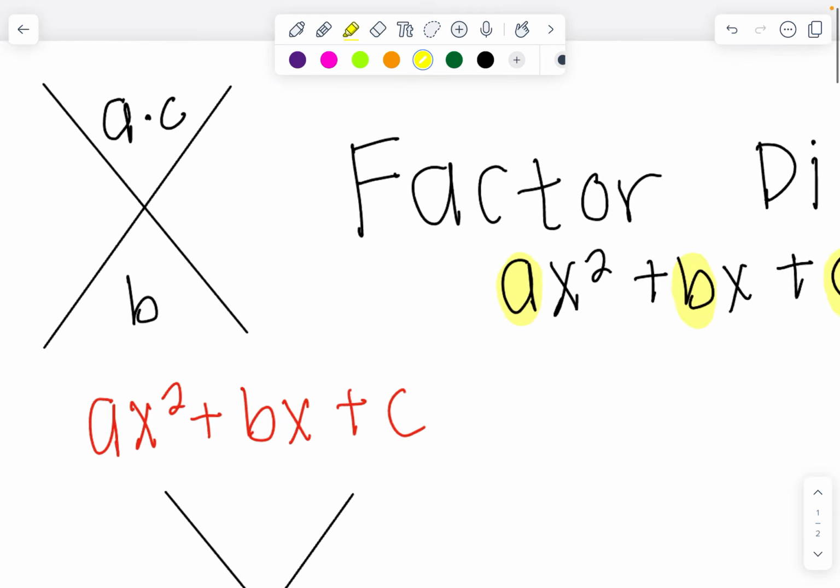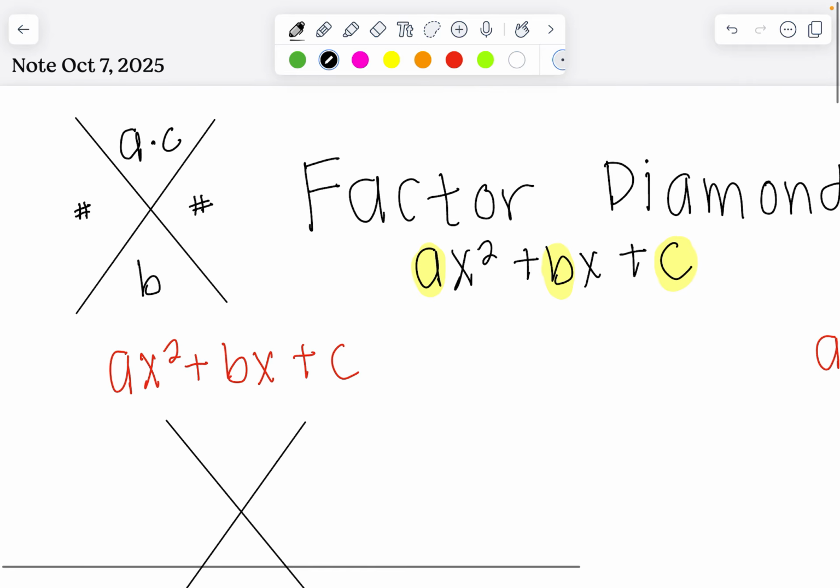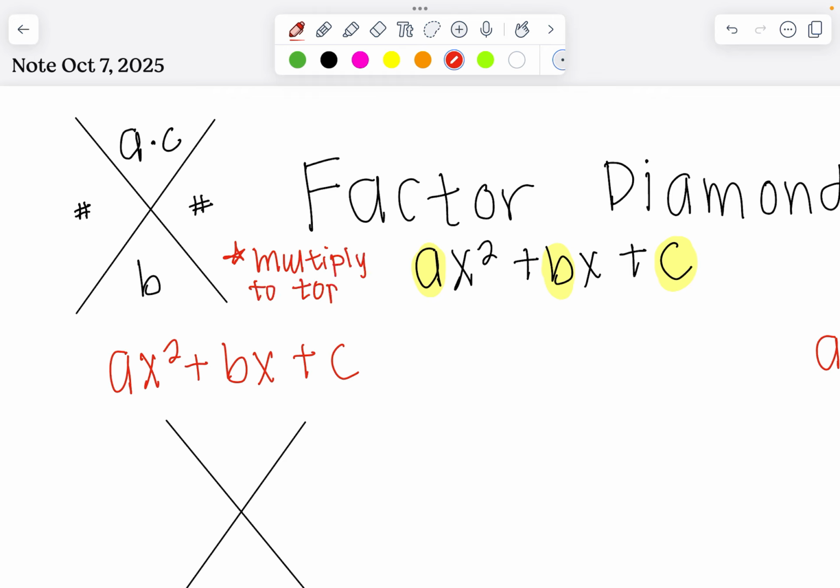In general, on the top we have a times c, and on the bottom we have b. And we want two numbers that multiply to the top, so multiply to a times c, and add to the bottom. So in this video, I'm just going to show you the 4 different types of situations we would have.